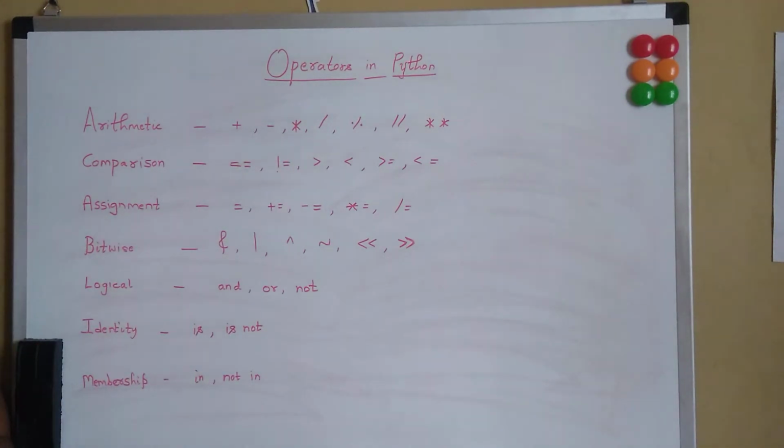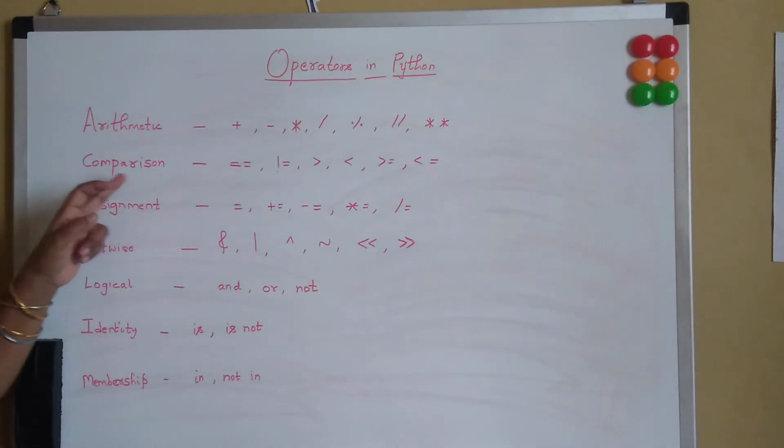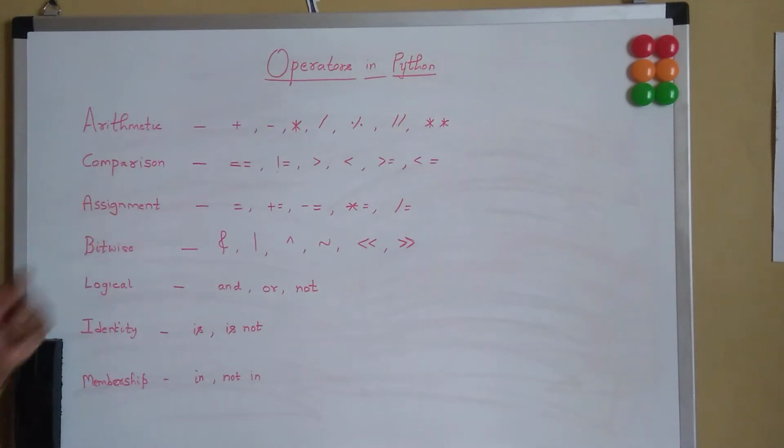Why are operators necessary? Operators are needed to perform various mathematical and numerical calculations, to do comparison between two operands, to assign value to the operands, to do bitwise calculations, to do logical calculations. And in Python, we have two additional operators, that is the identity and membership operators, which were not present in the C programming language. So now let's look in detail at the different operators present in the Python programming language.